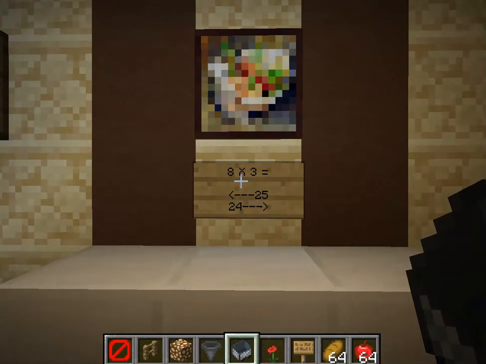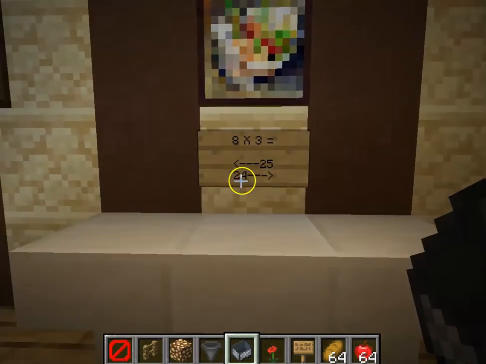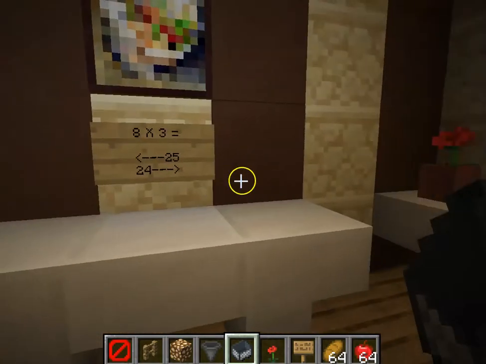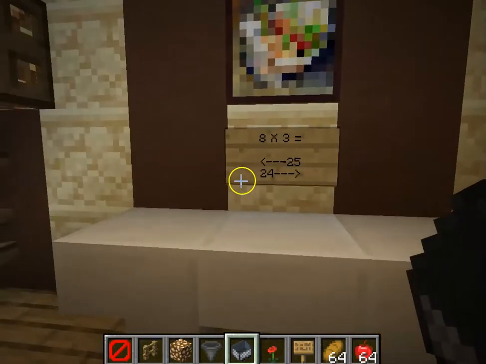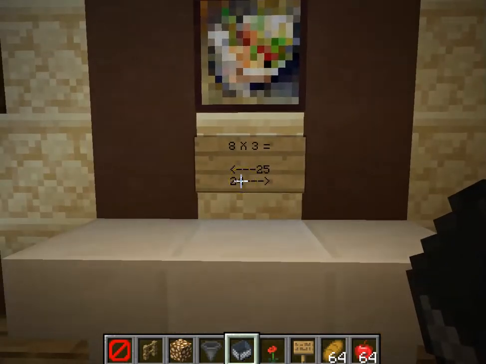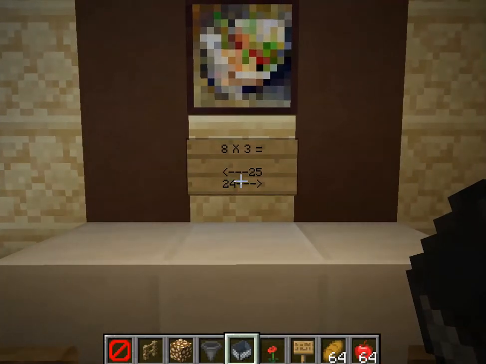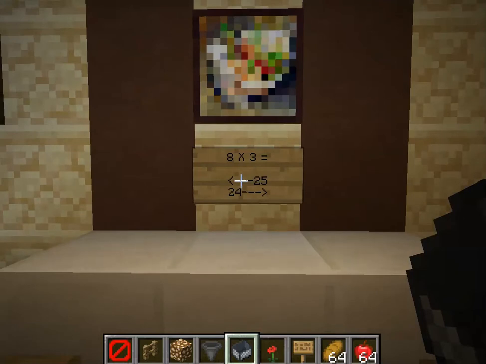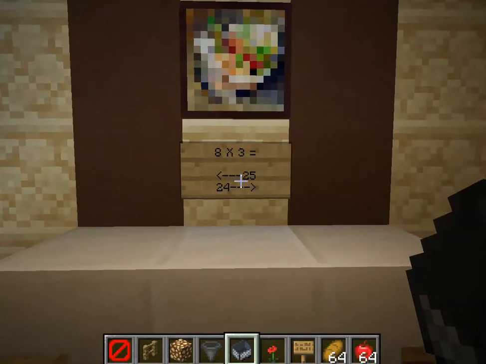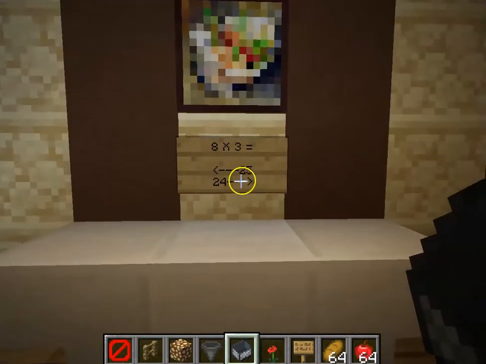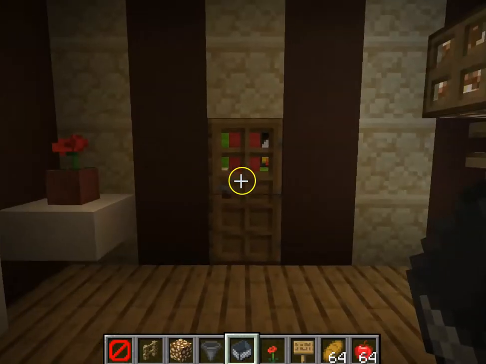What could that be? 8 times 3, 8 plus 8 plus 8. Is it 25 or is it 24? 8 plus 8 would be 16. Plus another 8 would make what? 24. You are correct. 8 times 3 is 24.